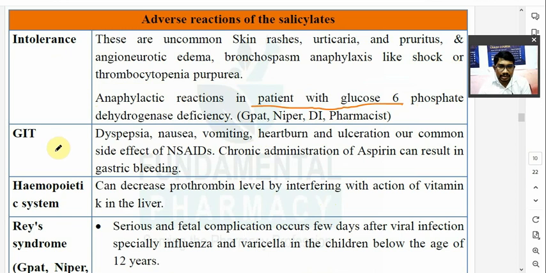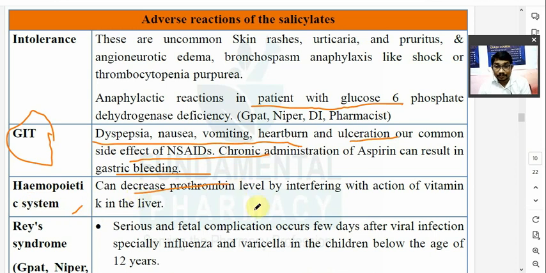And next, what is the adverse effect of aspirin on the GIT? Dyspepsia, nausea, vomiting, heartburn, ulceration are the common side effects. Chronic administration of aspirin can result in gastric bleeding. Then on the hematopoietic system, on the blood, what does it do? It can decrease the prothrombin level by interfering with the action of vitamin K in the liver.